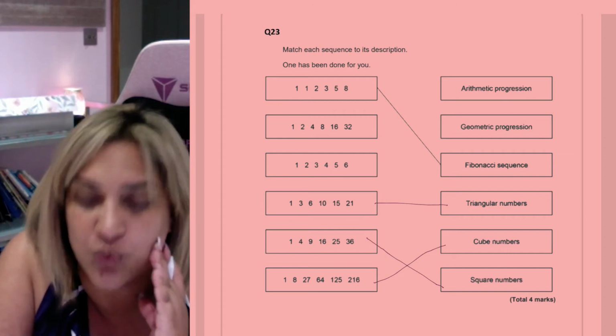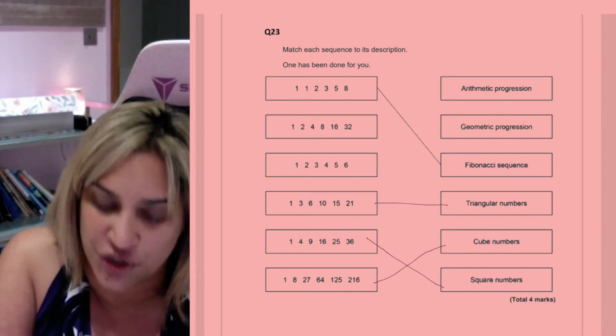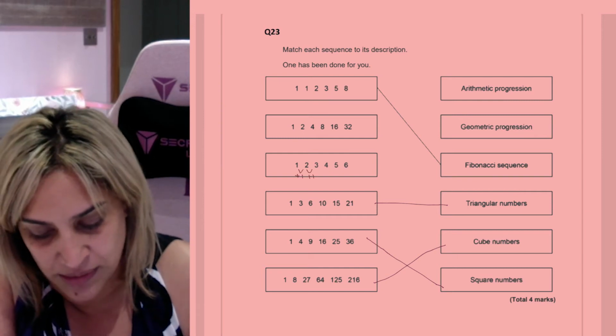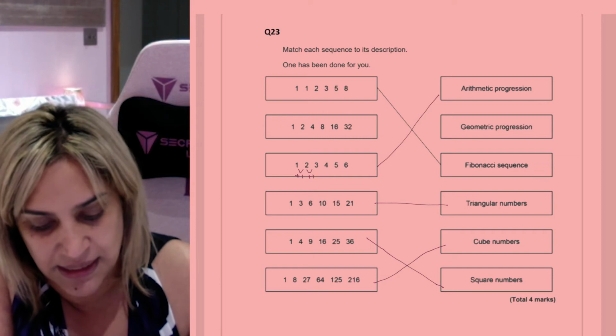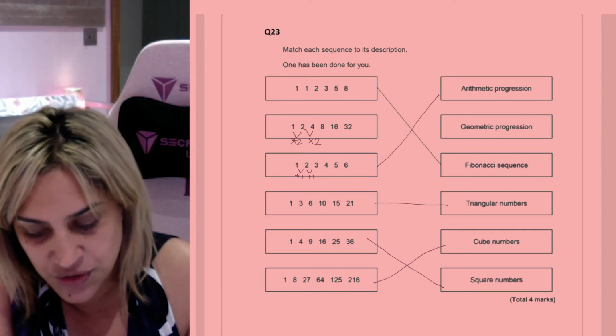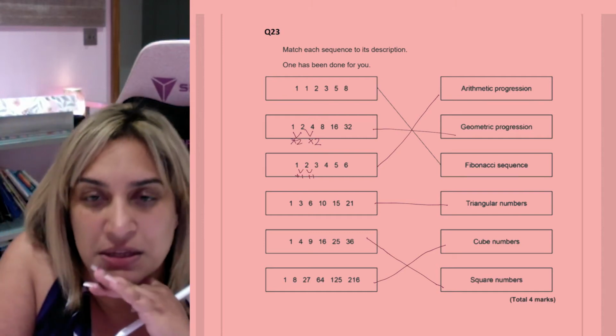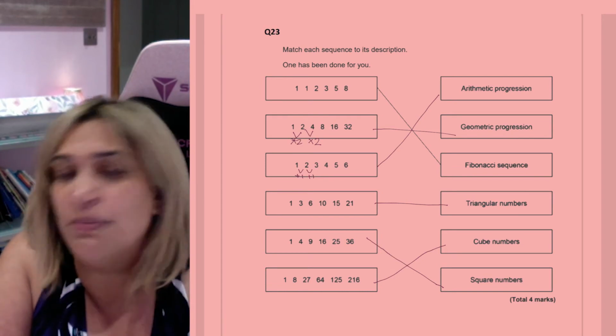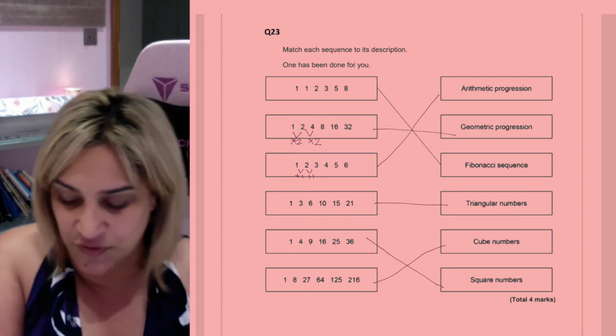Then we've got to decide which one's arithmetic and which one's geometric. Now here, every time you're just adding 1. So that's your arithmetic. And here, every time you're timesing 2. So that's geometric. So that's probably quite tricky, but as long as you can use some of them, you can make a sensible guess for some of the others.